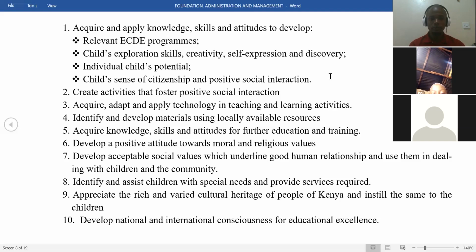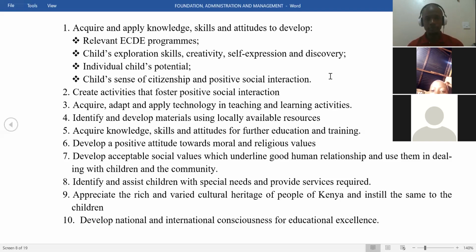A positive attitude to add moral and religious values. Good. If the children in your class are Christians, are Muslim, you should be able to help them develop the positive attitude towards morality and also the religion of their origin. Don't force them out of what they know, but ensure that they embrace the religious and moral aspect. Number 7.